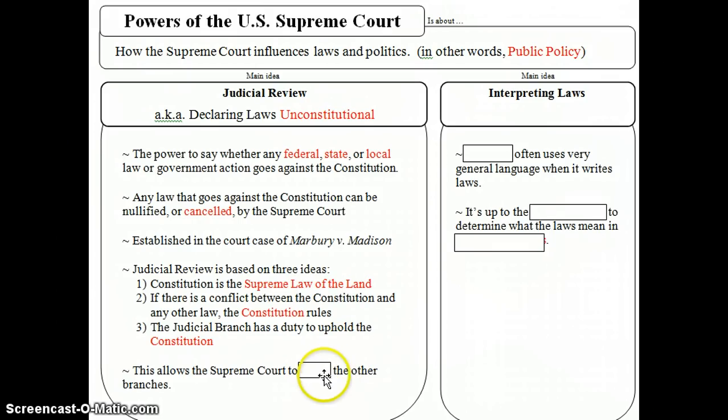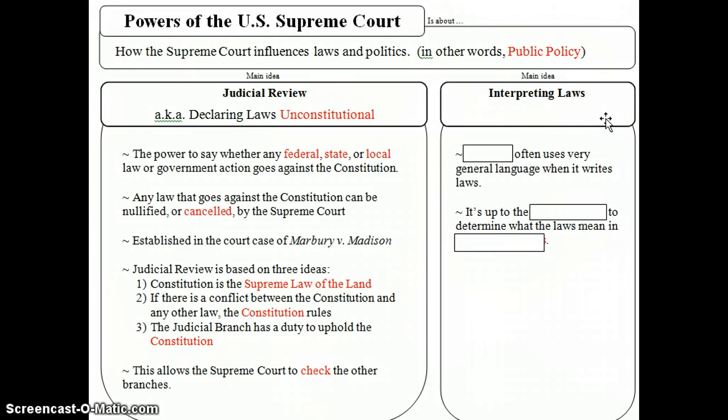Obviously, this then, down at the bottom, allows the Supreme Court to check the other branches. It's the only check that the Supreme Court has. They can declare laws unconstitutional, and they can declare presidential actions unconstitutional. So that's judicial review. The other power of the Supreme Court is what's called interpreting laws.